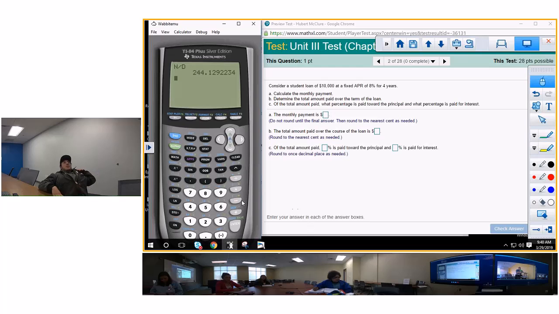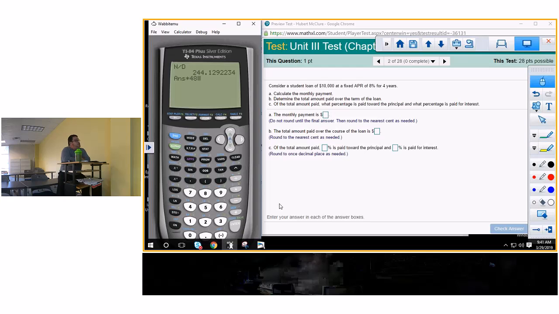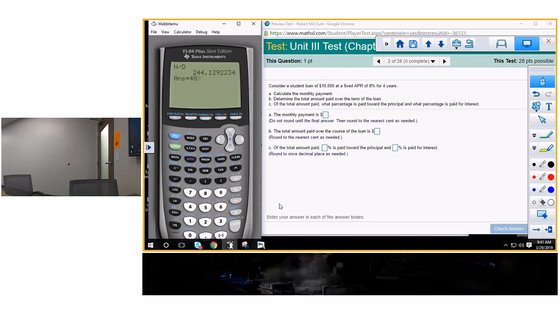Multiply that by 48. Now there is one true statement about this sentence. Can anybody tell me which one it is? Consider a student loan $10,000 at a fixed APR of 8% for 4 years. Can anybody tell me out of all that I just read off, what's the most truthful statement? The 8%. Usually, student loans run about 8%. So, just thought I'd let you know that.